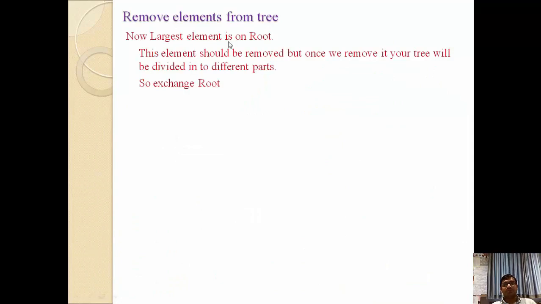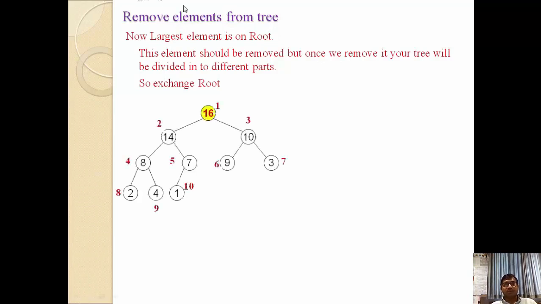Now the next step is to remove the element from the tree. Now the largest element is on the root node, this element should be removed, but once we remove it, your tree will be divided into different parts. So exchange the root node. It means that when we remove 16, the largest one, we need to remove it and we have to store it in a separate array.